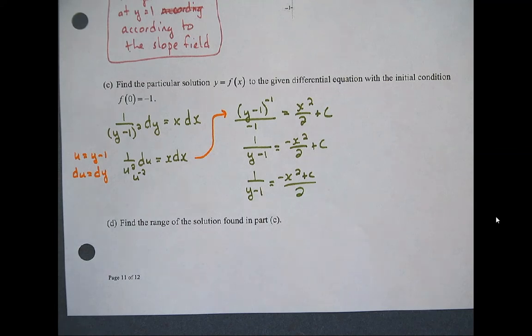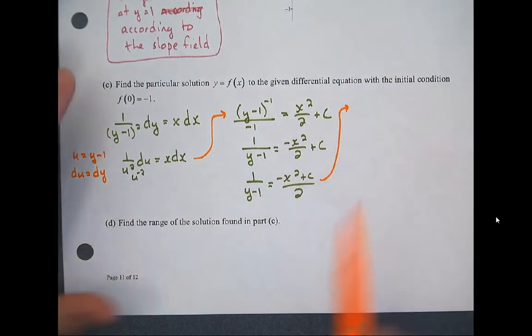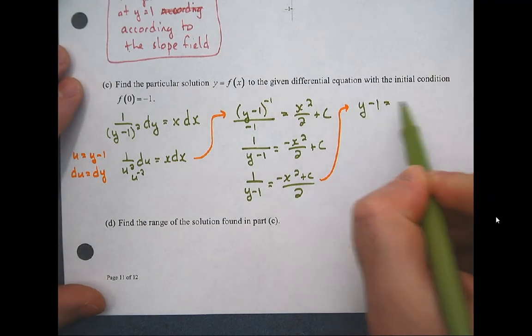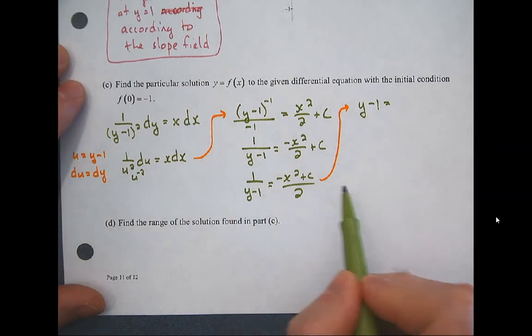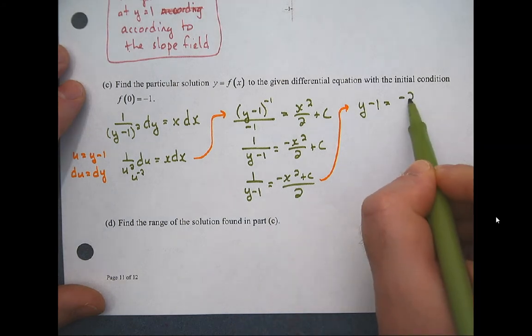Now what's nice about this is I can now flip both of these over. I can reciprocal both sides. Technically, I'm cross multiplying and then dividing, but blah, blah, blah. So I get y minus 1 equals, now at the same time, I'm going to take this negative that's going to be on the bottom, I'm going to bump it to the top. So it's going to be a negative 2.